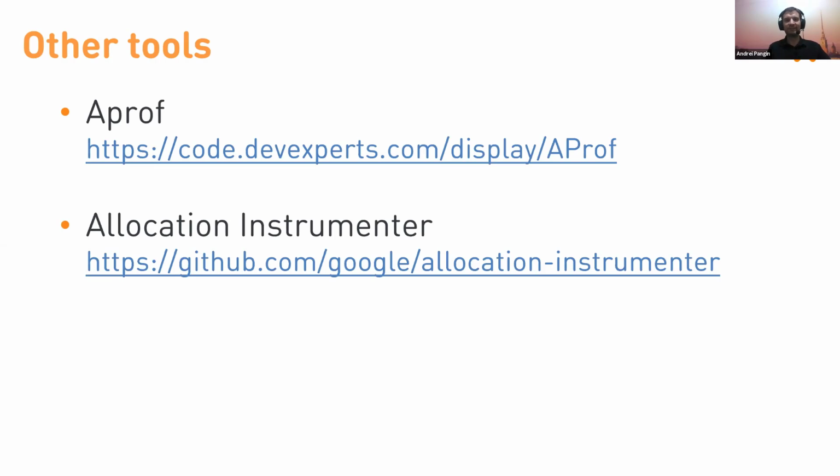Other interesting tools are Aprof by DevExperts. This is also an instrumenting profiler, but a really optimized one. And another one is Allocation Instrumenter. It's not really a profiler, but rather a framework for building your own instrumenters. So with Allocation Instrumenter, you can program it to intercept specific kinds of allocations and invoke whatever callbacks you want whenever an allocation happens.